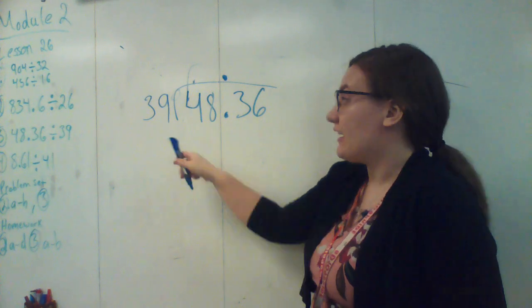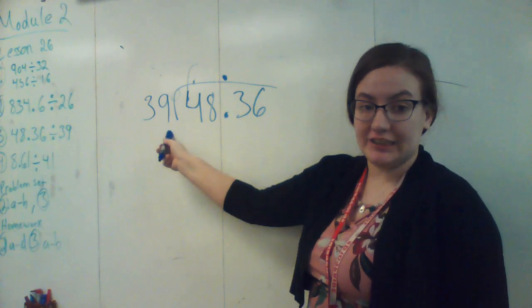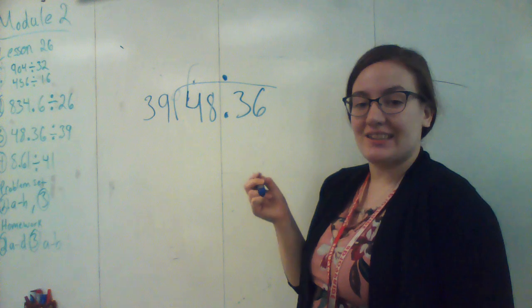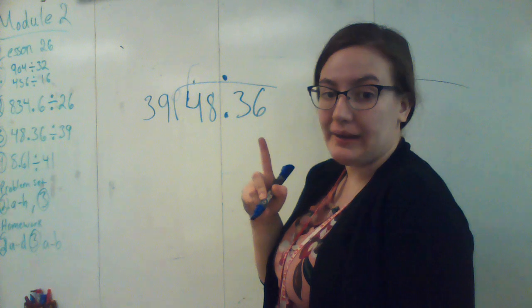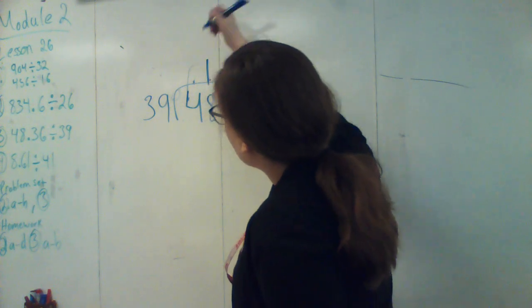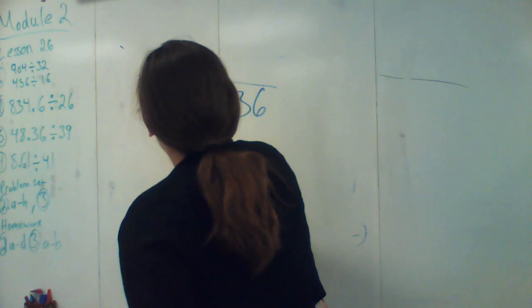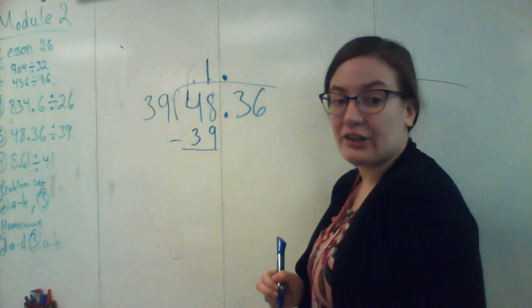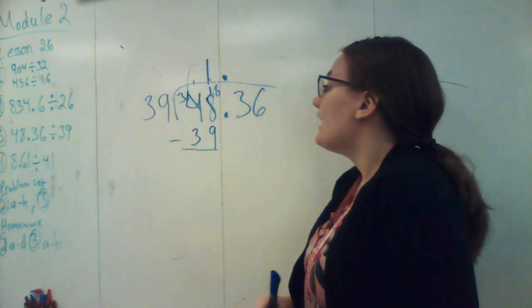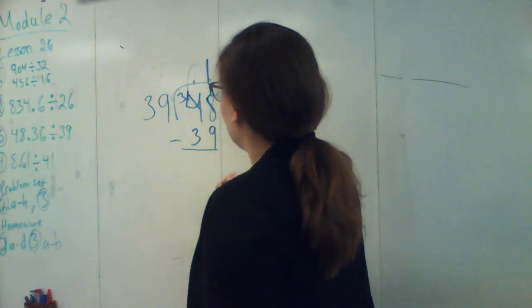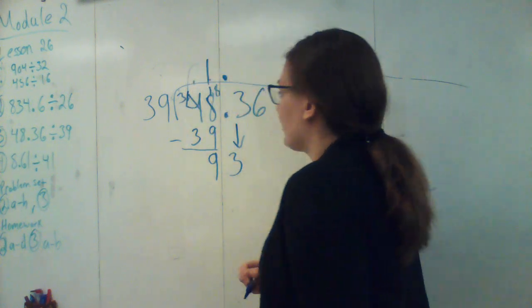So my first step is I have to figure out what I can divide by. 39 cannot fit into 4, but 39 can fit into 48. This is a nice easy one because I don't even really need to multiply by any different factors. I can just multiply by 1 because 39 could definitely only fit into 48 one time. 39 times 1 is 39. And then I can go ahead and subtract. This will become an 18, and this will become a 3. 18 minus 9 is 9. And then I have to bring down this 3.